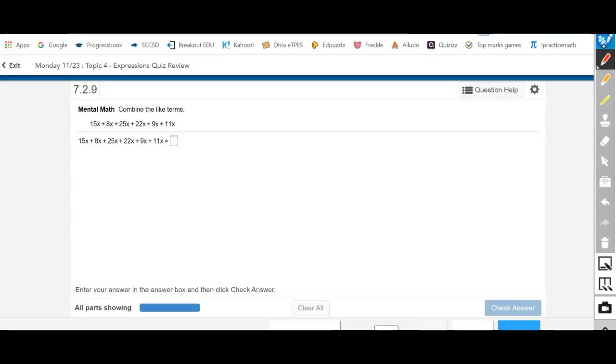Okay, combine like terms. So these are all like terms. They're all x's. So we just add them all up. 15 plus 8 plus 25 plus 22 plus 9 plus 11. It's 90. So my answer is 90x because they all have the same variable. They're all like terms.